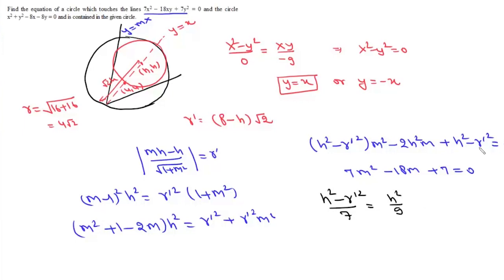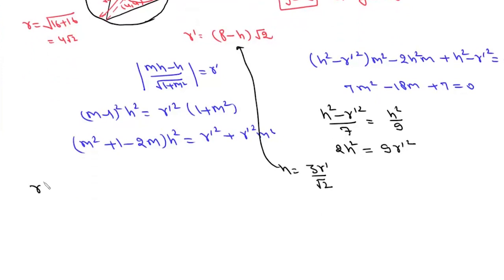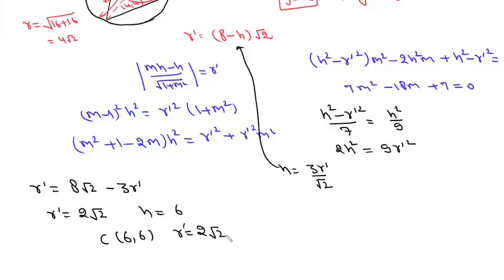And this again is (h square minus r dash square) by 7. Now from here we can write 9h square minus 7h square, so there will be 2h square, and it will be equal to 9 r dash square. So basically this h is 3 r dash by root 2. Now we put the value of h here. So we can write r dash equals 8 root 2 minus root 2 h, and root 2 h is 3 r dash. So value of r dash is 2 root 2, and value of h is 6. So center of this circle is at (6, 6), and its radius is 2 root 2.